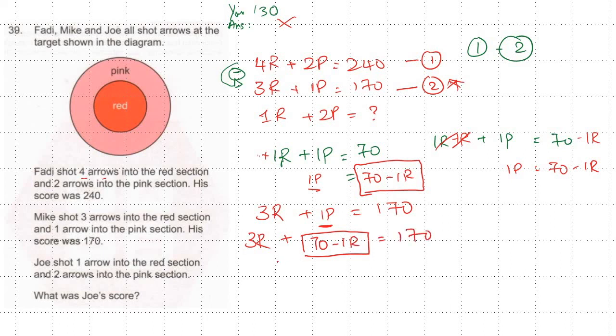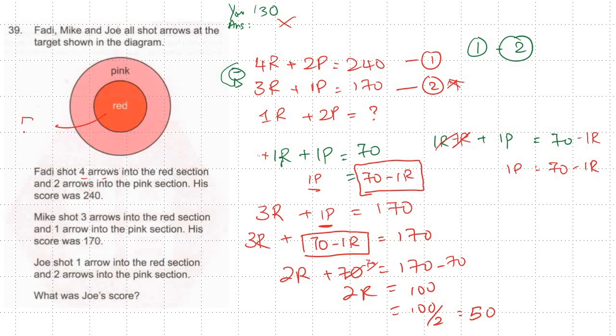Okay? So 3R minus 1R will be 2R plus 70 equals 100. So this number, I move it over. Here is actually you put minus 70, here is minus 70. This one cancels off. So 2R will be 100. So 100 divided by 2 will be 50. So one arrow for R is actually 50 marks. Okay? So here is 50 marks.